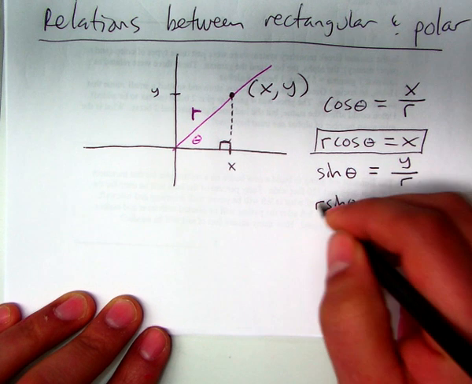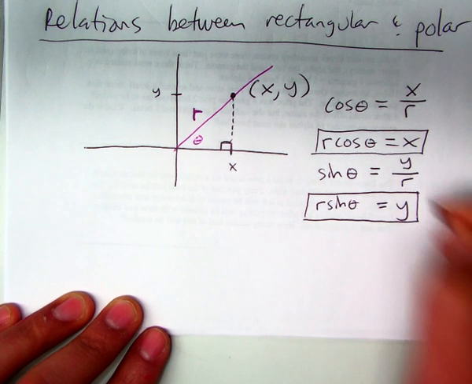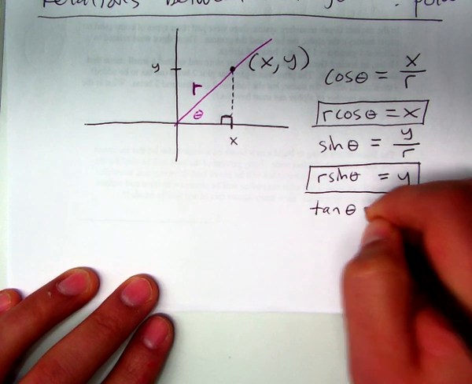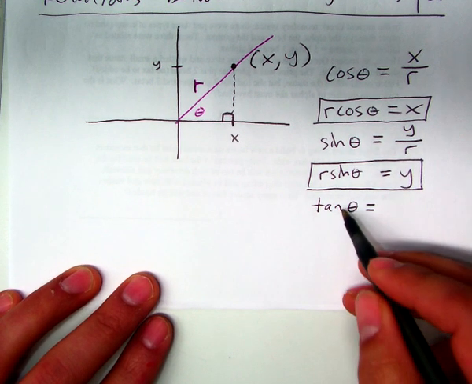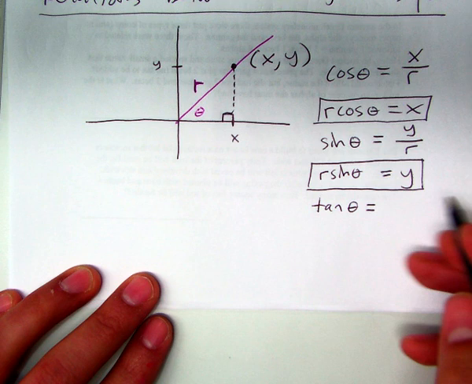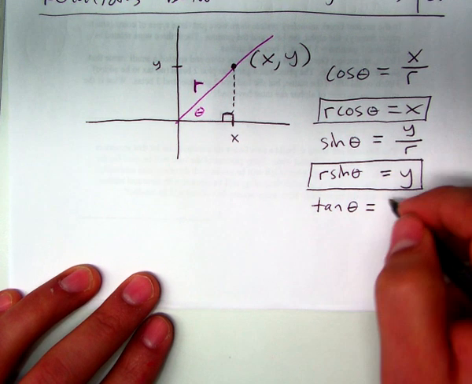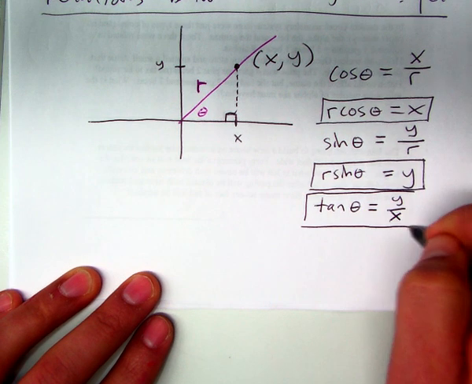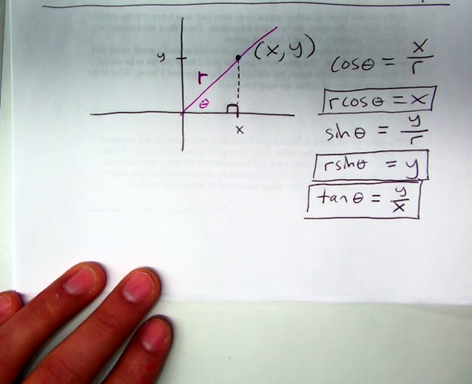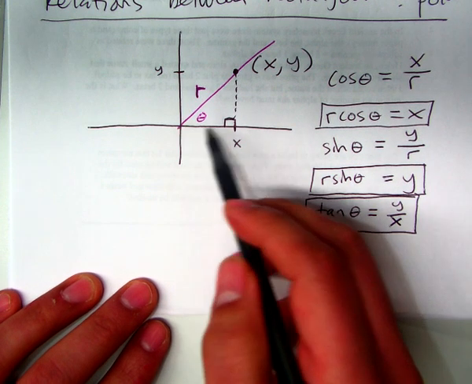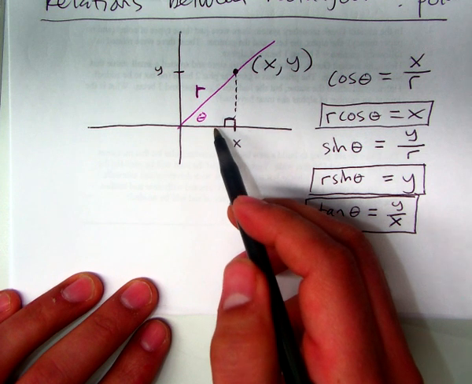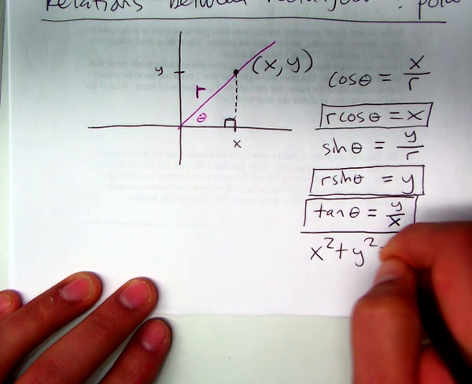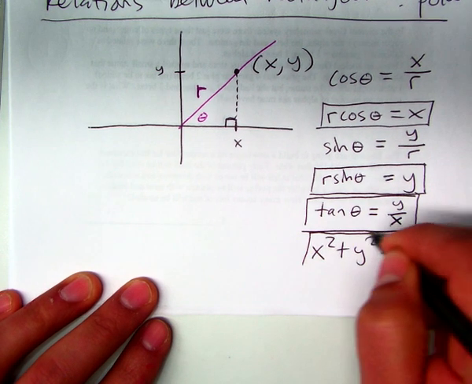So there's another equation. Why not do a tangent one? This will come in handy later. Tangent is what over what? Opposite over adjacent. Good catch. Y over X. Leave it like that, that's fine. And there's one more very basic one. For a right triangle, what do we know about the legs and the hypotenuse? X squared plus Y squared equals R squared. Very good. It's not a contest.